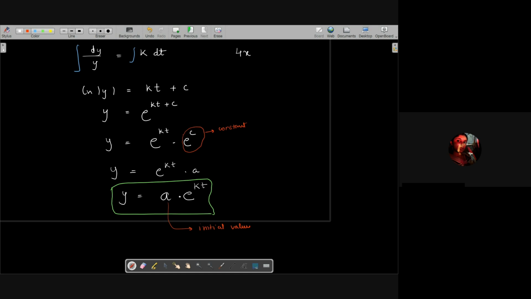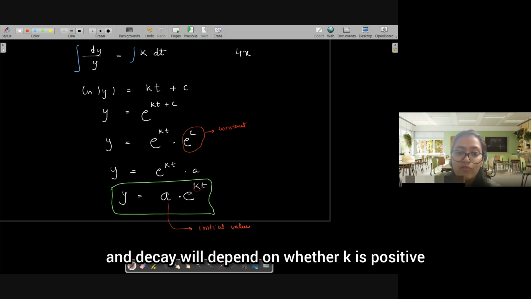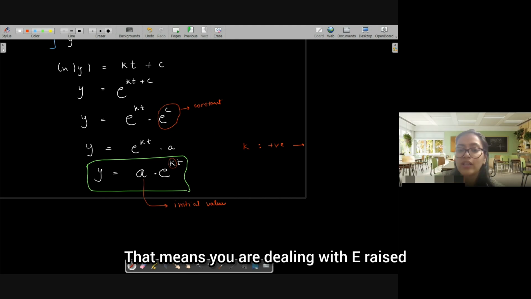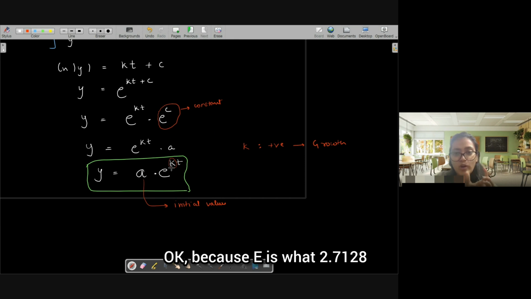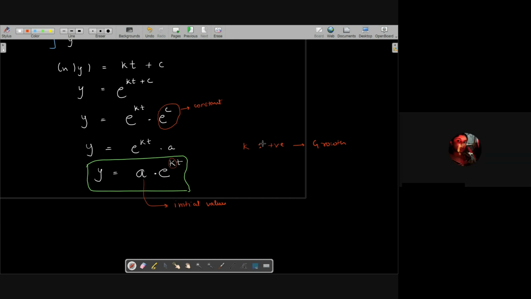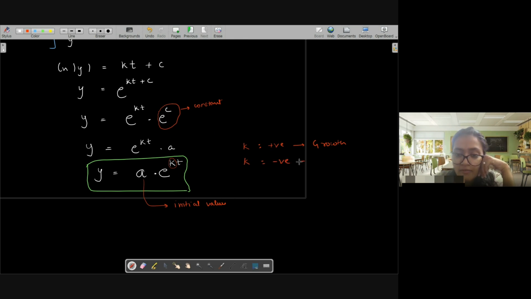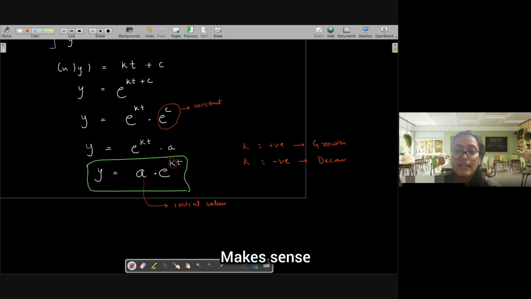Now, in this case, your growth and decay will depend on whether k is positive or negative. If your k is positive, that means you're dealing with e raised to a positive number, so you'll get growth. Because e is what? 2.718, and that is greater than 1. And that number raised to a positive number will be still greater than 1. And if k is negative, that means now 1 over 2.71. So that is between 0 and 1. So that will be decay.